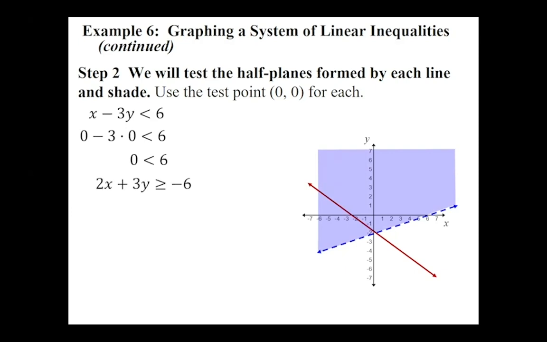Our solid line, plugging in (0, 0), gives us 0 greater than or equal to -6. That is false. So the solid line gets shading on the other side. Sorry, that's true. 0 greater than or equal to -6 is true. So we get shading on the side with the origin. I was bound to screw up eventually. I'm doing a lot of this in my head, just seconds before it shows up on the screen.